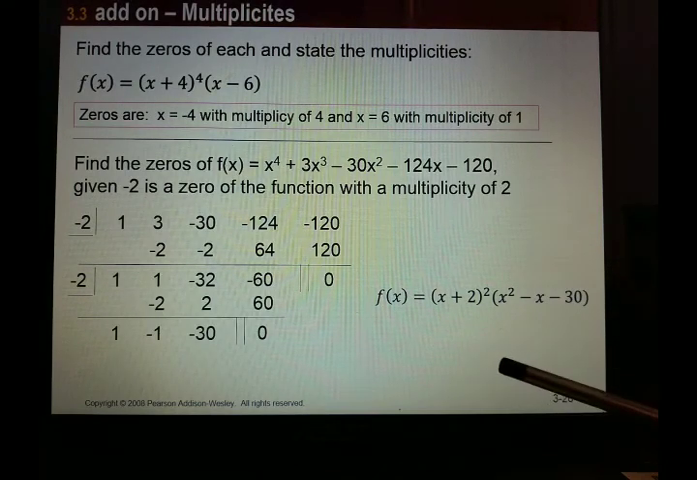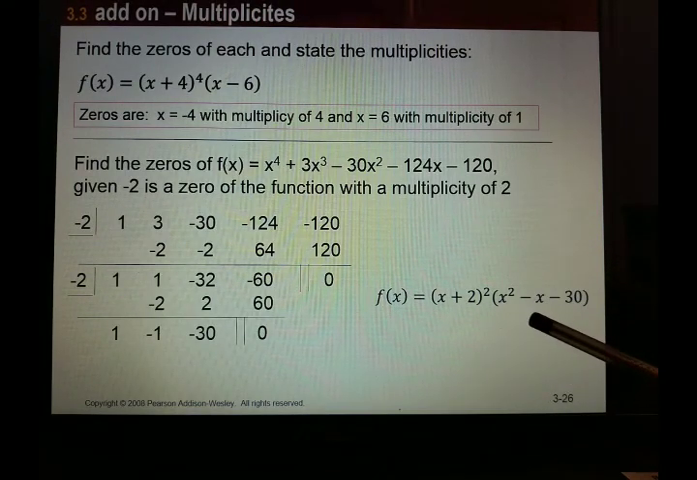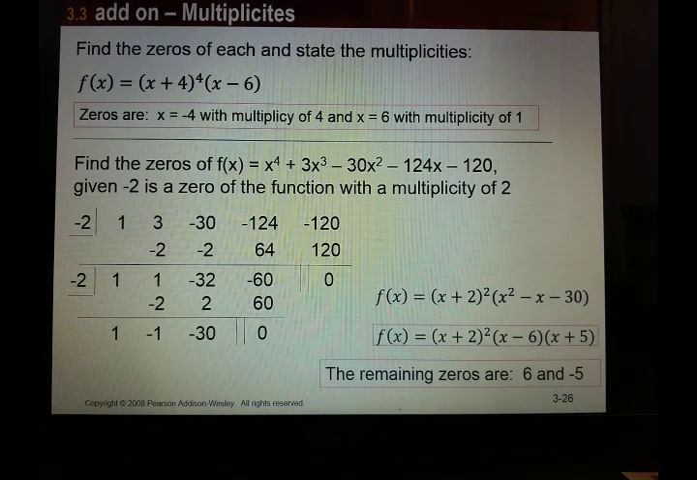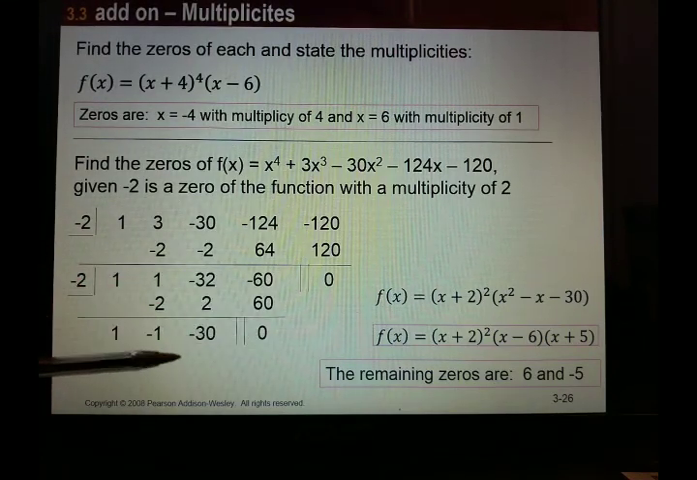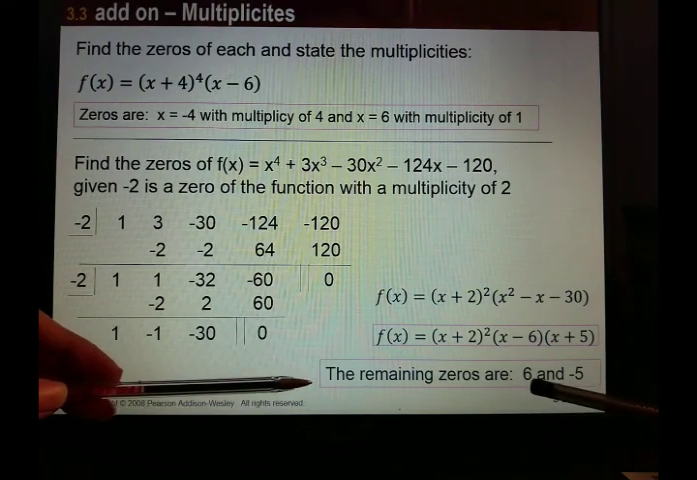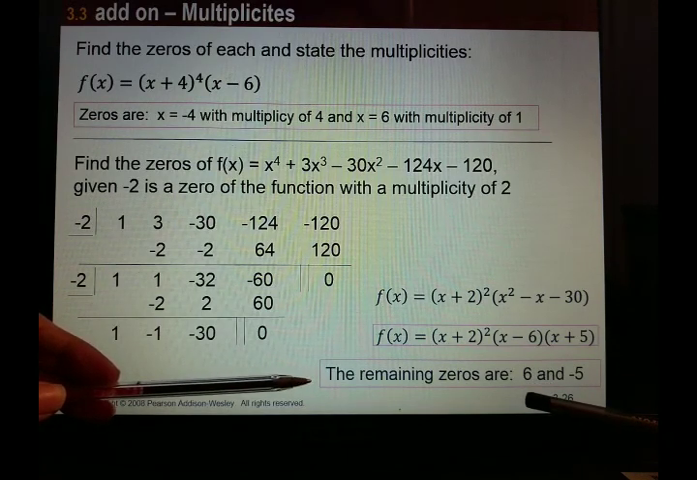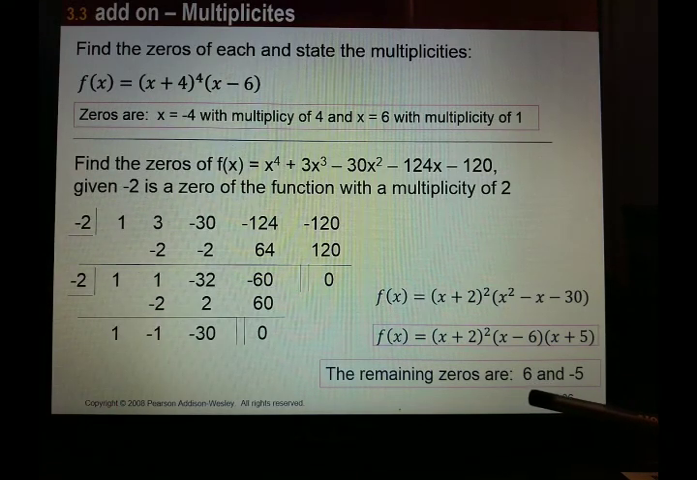Could do the quadratic formula, could complete the square. Personally, I would factor it because there are factors of 30 with a difference of 1: 5 and 6. So therefore, this 0 is x equals 6. This 0 would be x equals -5. If the question said to factor the problem, then that line would be your answer. The question said find the remaining zeros, so these are the remaining zeros. If it wanted me to find all the zeros, then I would include the -2 in that answer.